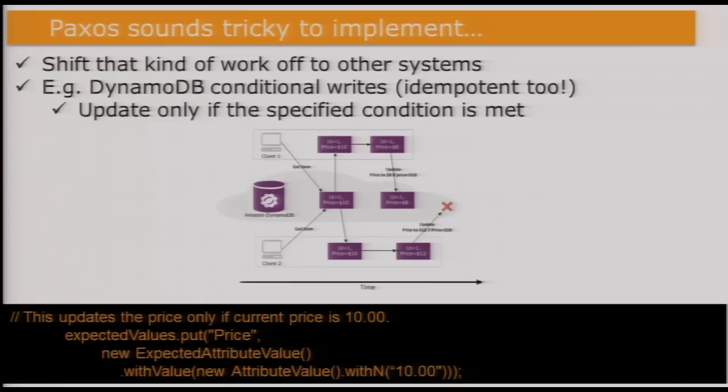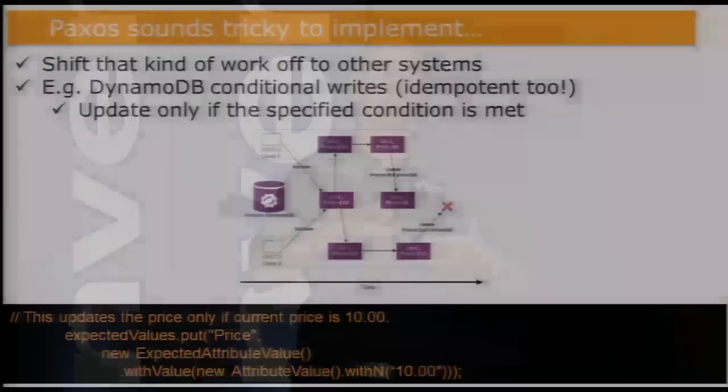In the meantime, client two has gone to make an update and says, hey, the price is not $10 anymore. I can't do my update. So my client says, I'm going to retry. I'm going to reread that information, present it to the user, and let them make the update again. So I'm not invalidating any information. I'm not suffering from any kind of partitioning in my environment. I'm able to guarantee my update is correct based on the truth that I believed was the case. Very powerful concept, really simple implementation.